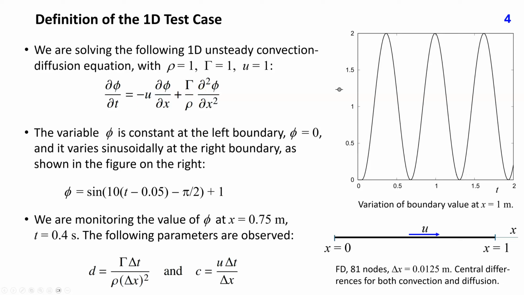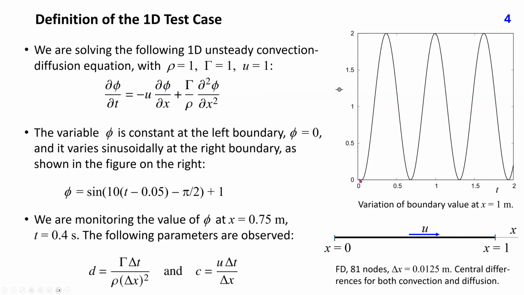The convection term is moved to the right-hand side so that the equation looks like an ordinary differential equation. Density, diffusion coefficient, and velocity in x direction are all set to unity. Central differences are used to discretize both convection and diffusion terms. The variable phi is held constant at phi equals 0 at the left boundary, while it starts varying sinusoidally at the right boundary at t equals 0.05 seconds.